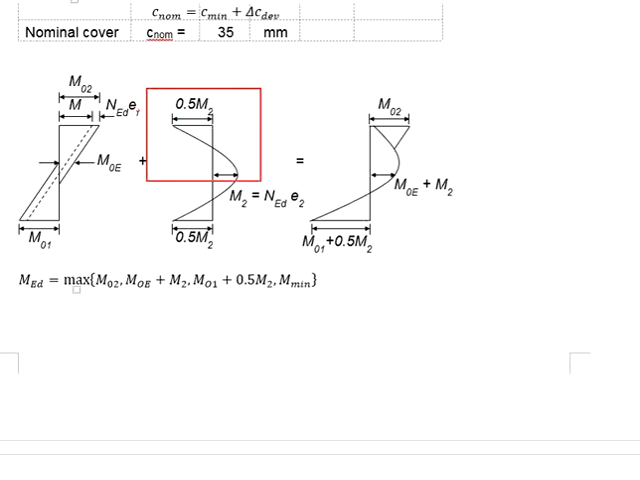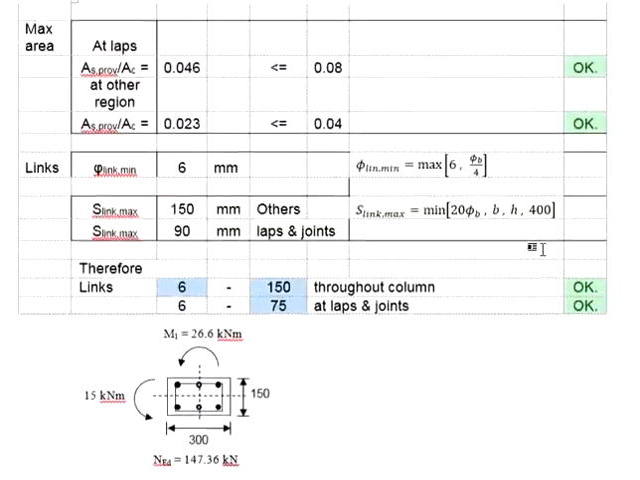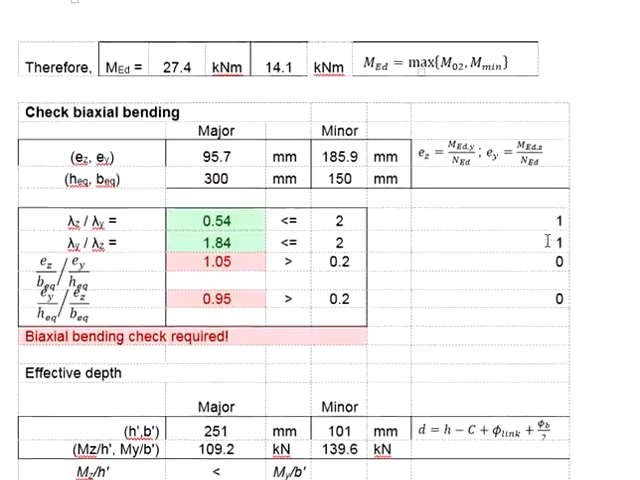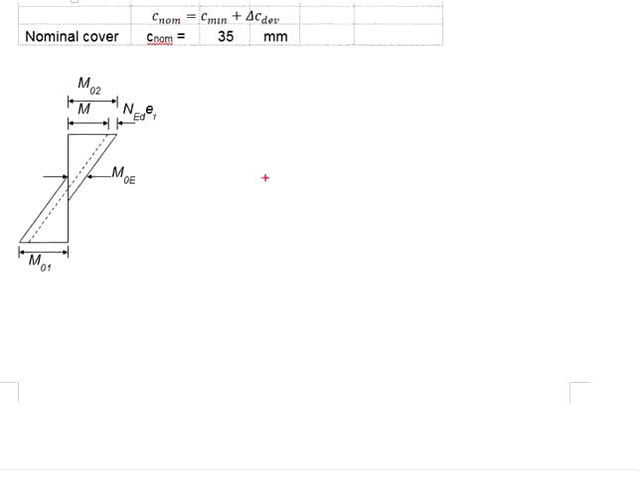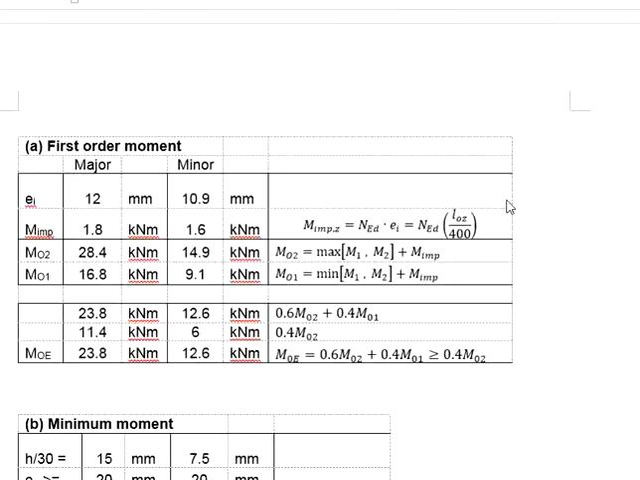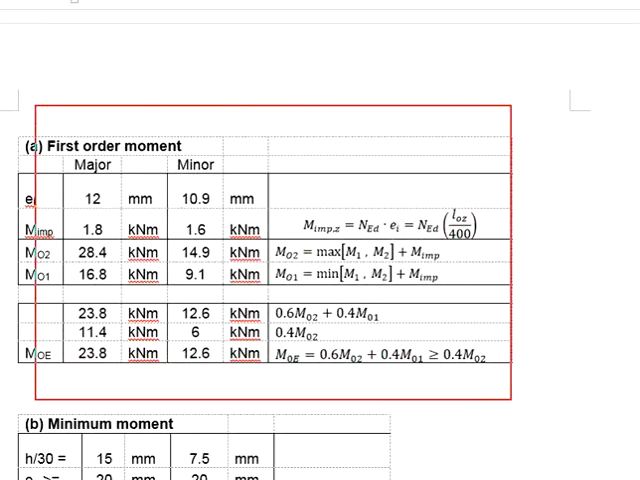The calculation for the second order moment is unique to slender columns. If you observe the calculation steps of the previous example, the calculation of the MEd does not involve any second order moment. Therefore, it will start with the first order moment.